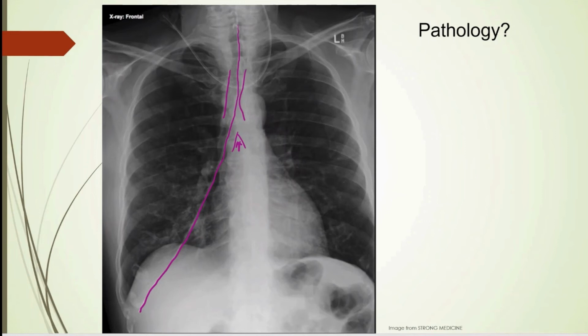So let's go on. B for bones. Check the ribs, clavicles, vertebrae, etc. all look fine. C for cardiac silhouette.